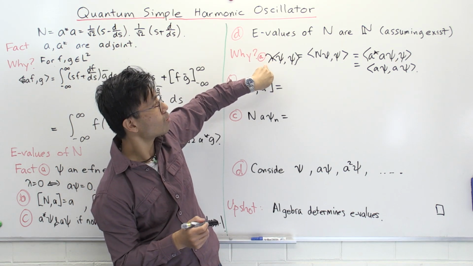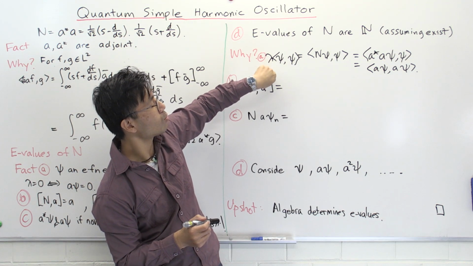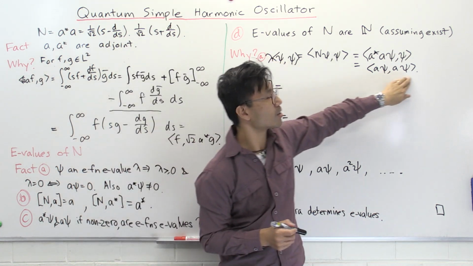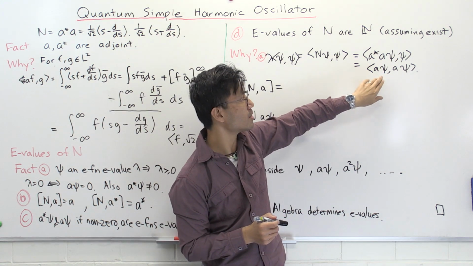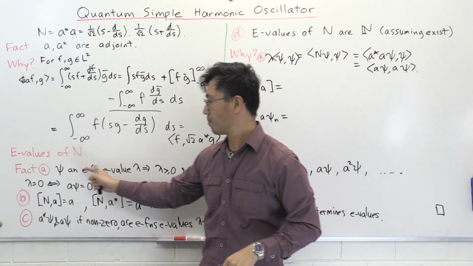Okay, and when is it equal to 0? The only way this can be equal to 0 is if this is equal to 0, and the only vector whose inner product with itself is 0 is 0. So that means that A psi equals 0.